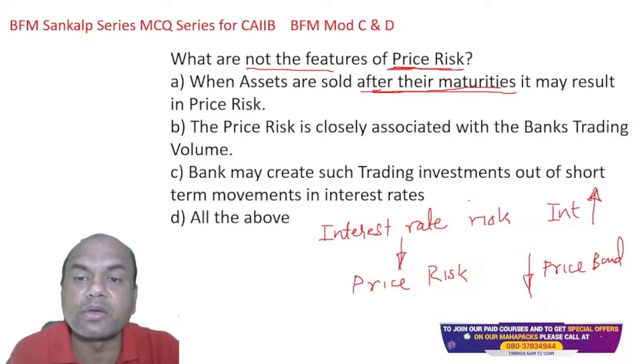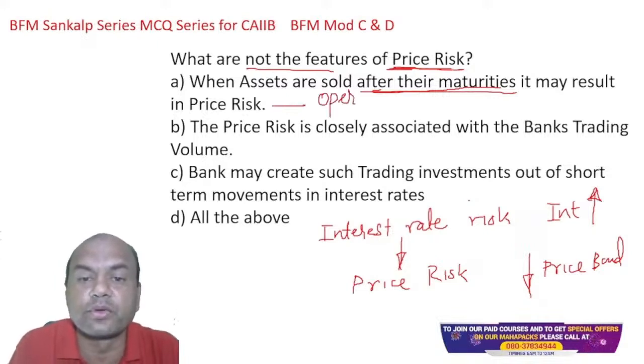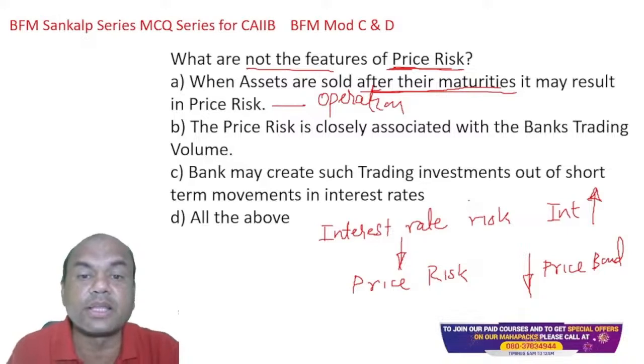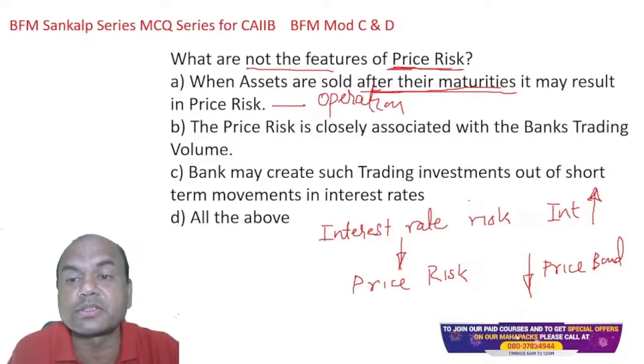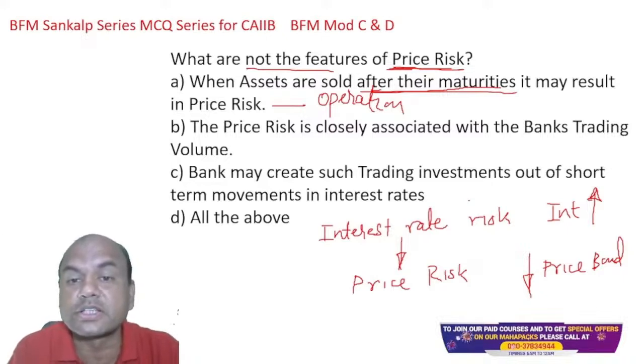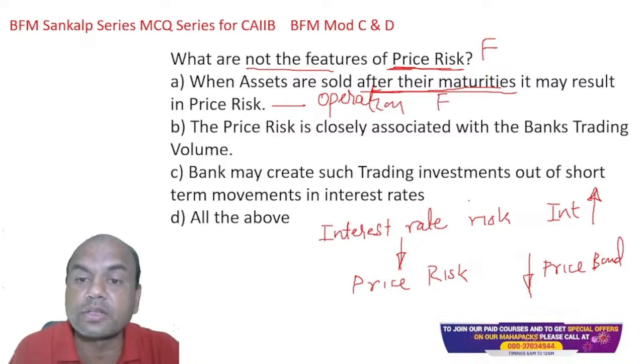Up to the maturity, only the price risk is there. This is known as operations risk. This is part of operations risk. If you hold the bonds after the maturity also, it means your operation team is not working properly. So when the assets are sold after the maturity, it may result in price risk. So not a feature. We want the false one, and this is the false one. Okay, so this is true.